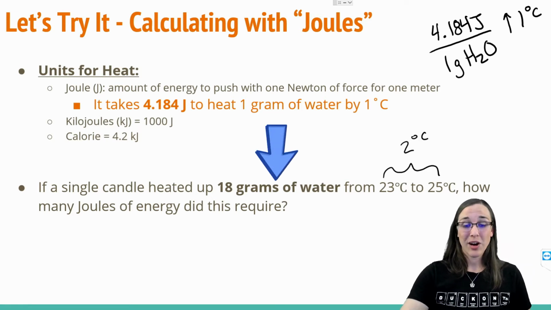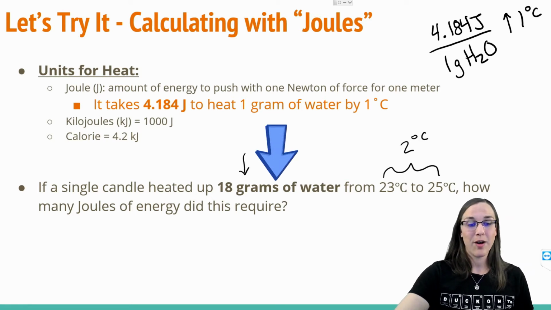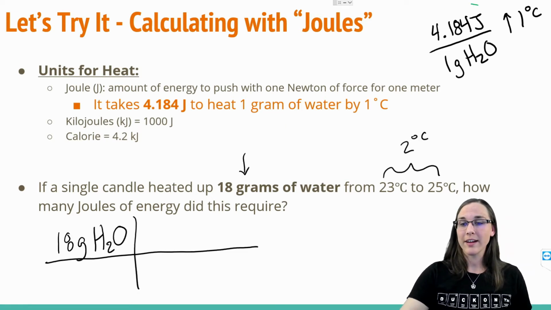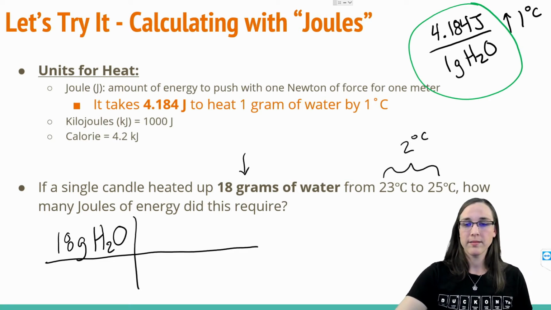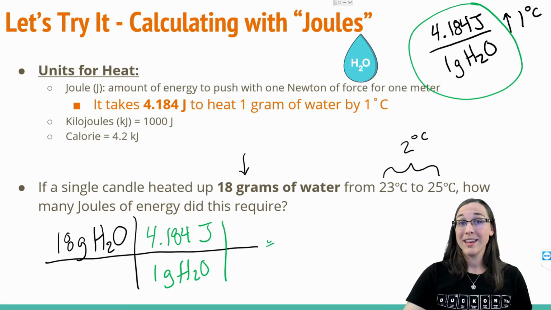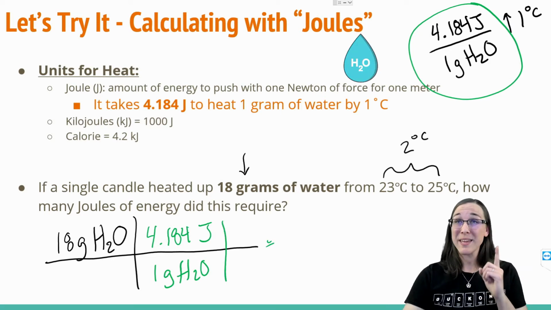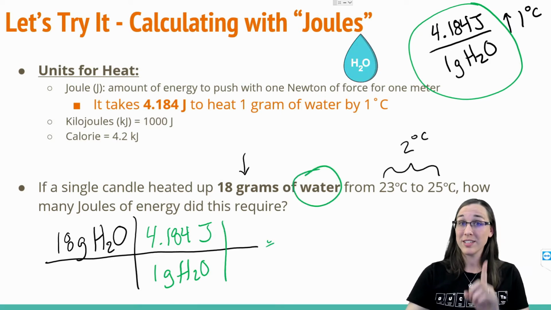Well, we're going to start with our given, 18 grams of water. And we know that our conversion factor is 4.184 joules per 1 gram of water. So let's go ahead and match up our units so that they cancel by putting the 1 gram of water on the bottom and the joules on top. Now, mind you, this only works here because we're dealing with water. If there's a different chemical, you cannot use this conversion factor.